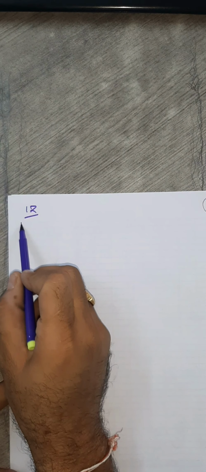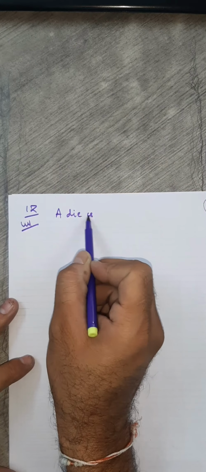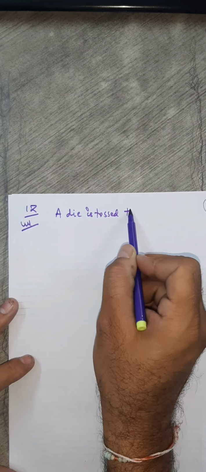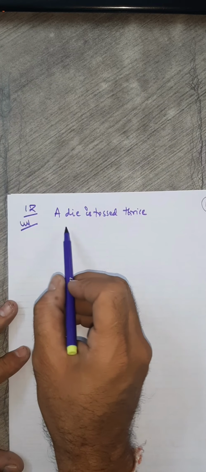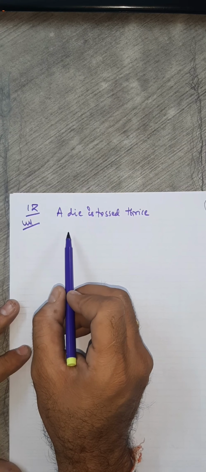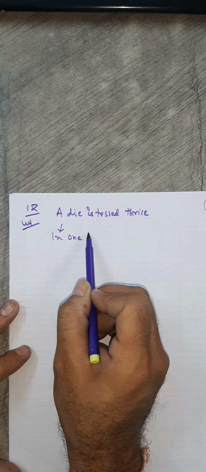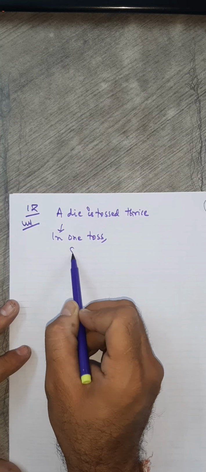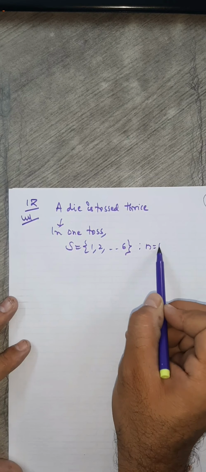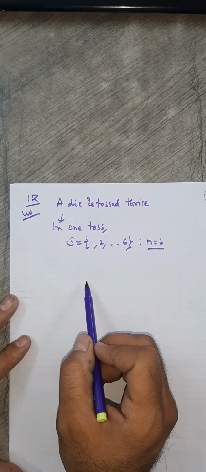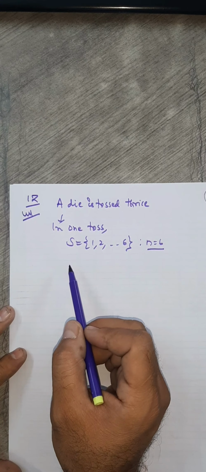Question number 12. That's a good question. A die is tossed thrice. Die is tossed 3 times. Actually, the same question we can do later by binomial distribution, but let's do it right now also. Now in one try, that is in one toss, the sample space is this. So in total we have 6 outcomes. And what's the question here? Probability of getting an odd number at least once.